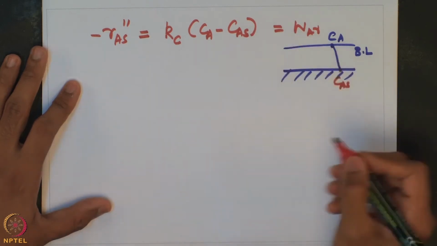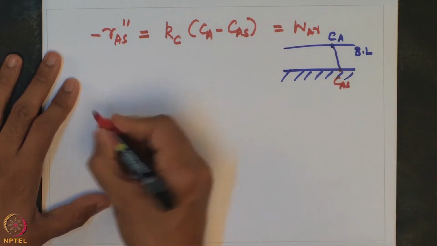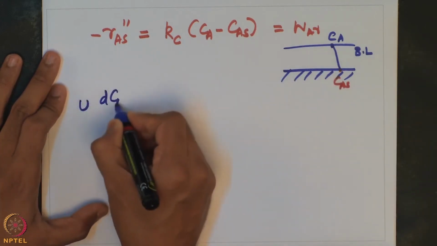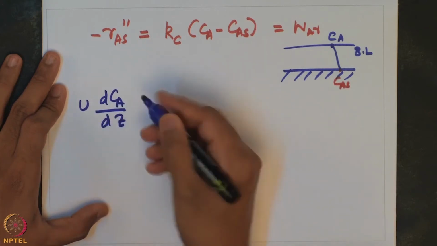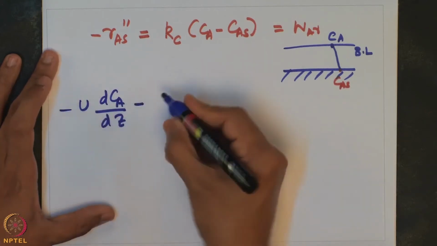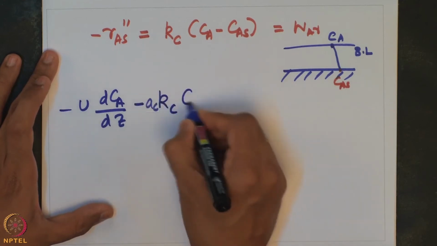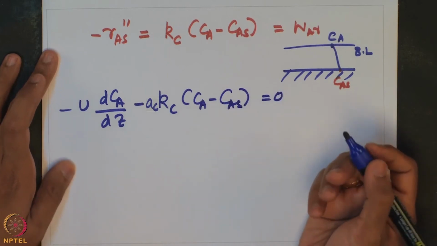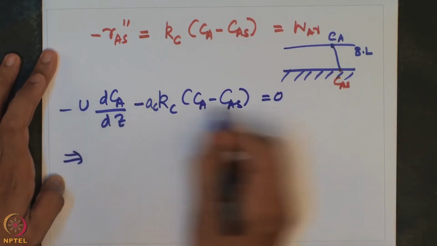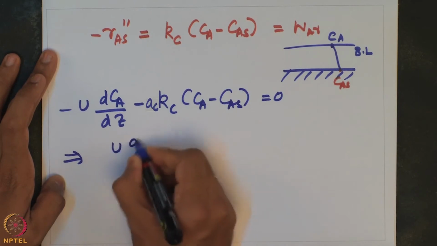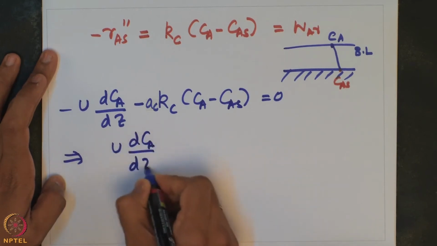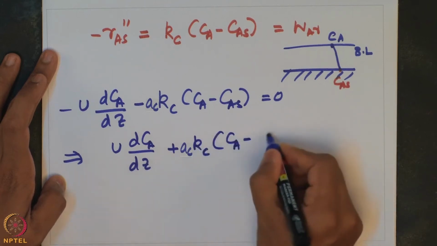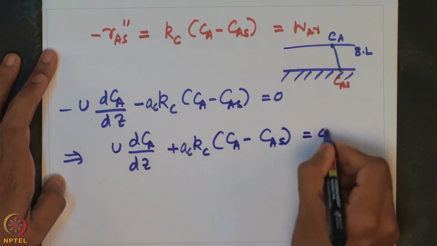So, if I now incorporate this into the mole balance, we will see that the mole balance essentially reduces to U dCA by dZ minus Kc into Ca minus Cas is equal to 0. So, now we can take out the minus sign. So, this will be dCA by dZ plus Kc into Ca minus Cas is equal to 0.